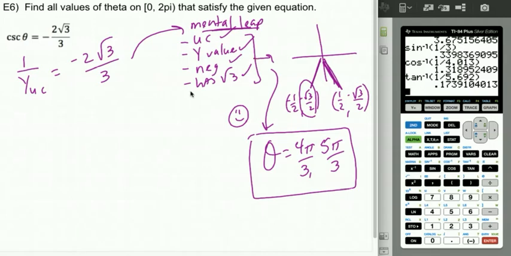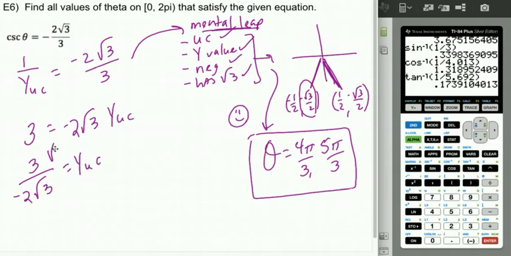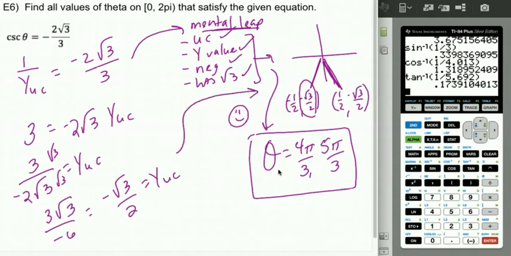Boom. If you don't make that mental leap, you're going to have to go through a little bit more math, right? You're going to have to get that 3 equals negative 2 root 3 times the y on the unit circle. You're going to get 3 over a negative 2 root 3 is your y. And then when you rationalize, you multiply by root 3 over root 3, and you're going to get 3 root 3 over negative 6, which is totally negative root 3 over 2. That's the y on the unit circle, which totally lands you at the same 2 points.